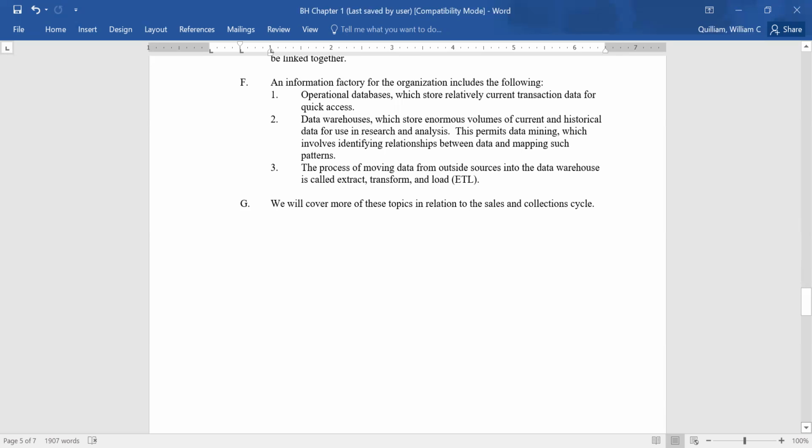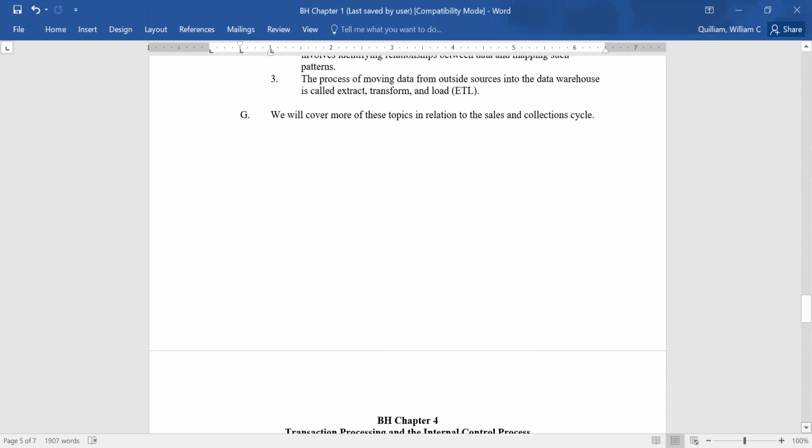Then the process of moving data from outside sources into the data warehouse is called extract, transform, and load. For example, as marketers gather information about us as we use the internet, they are doing exactly this. They are taking our information and using ETL to load that eventually into a data warehouse, and they have massive ones. Unfortunately, many governments do the same.